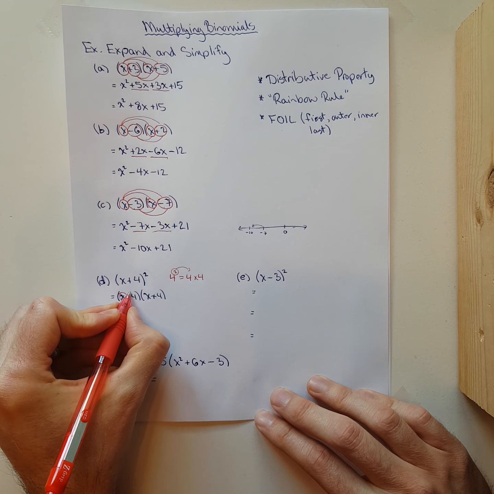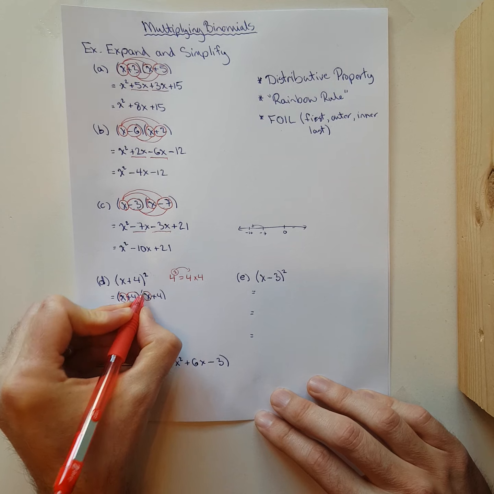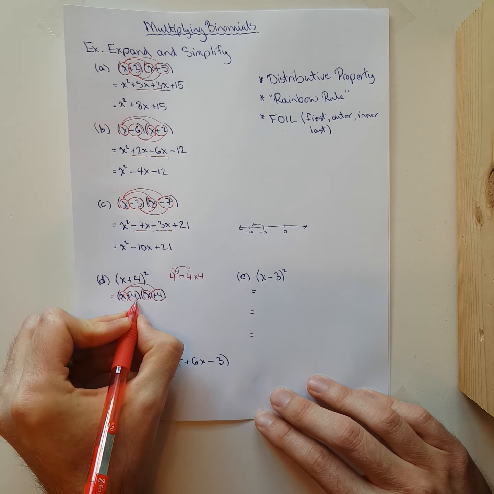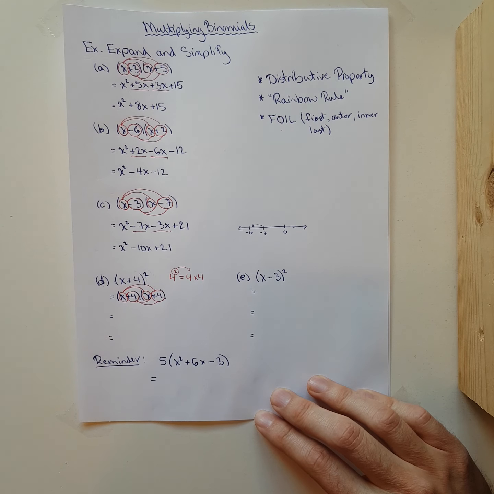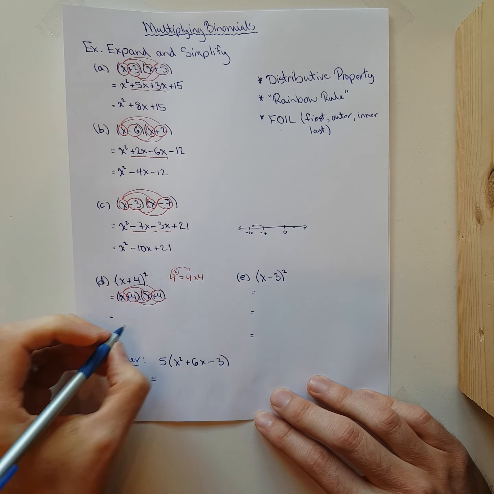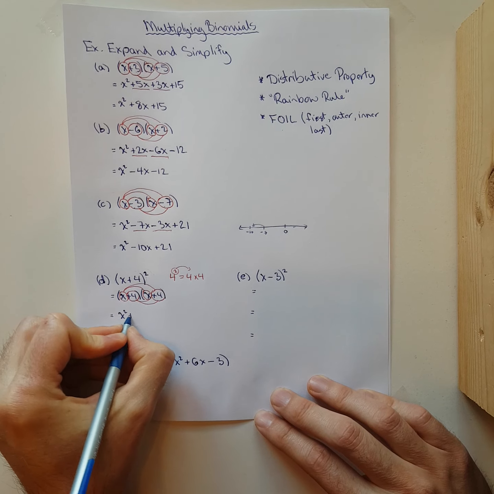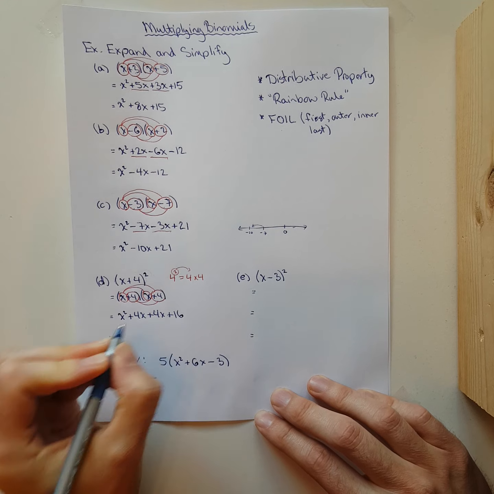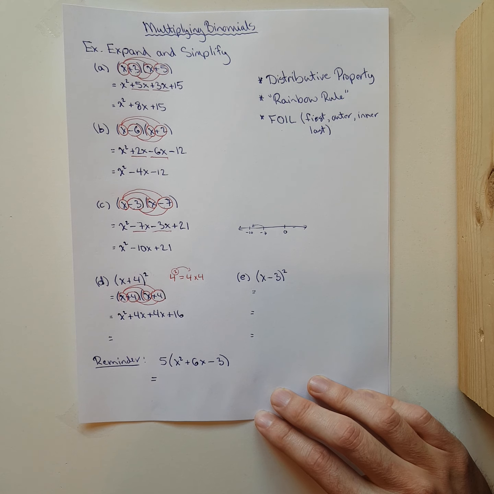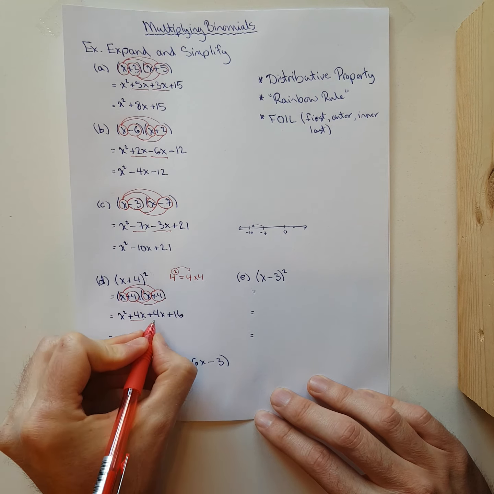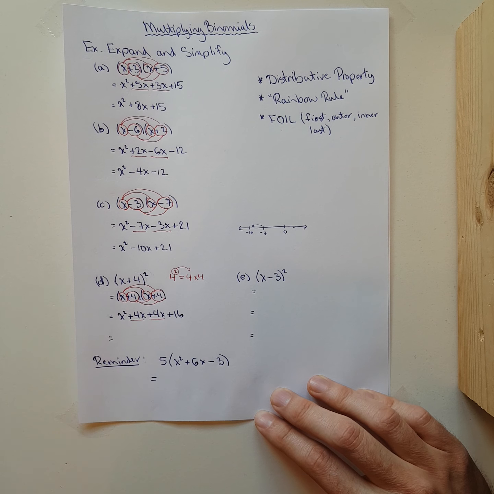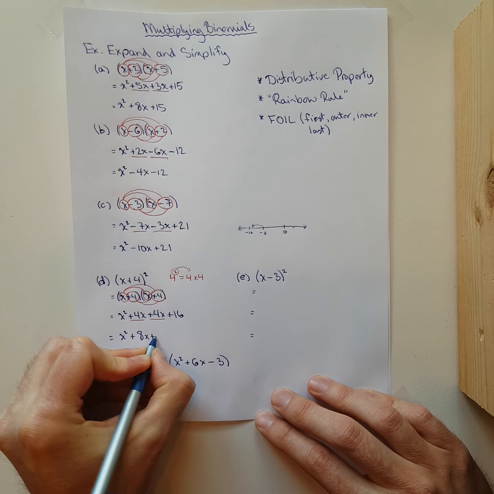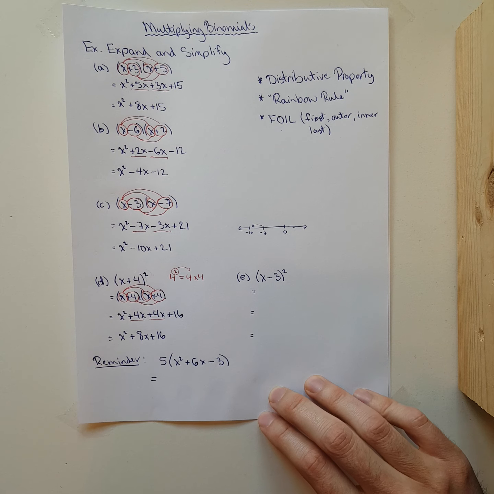So I'll circle the x and the positive 4 and the x and the positive 4. Again, if it helps, you can put the rainbows in. If it doesn't help or you don't need that, then don't bother. If I multiply this out, then we end up with x squared plus 4x plus 4x plus 16. And then collecting our like terms or simplifying, we have our 2 like terms in the middle, so that we get x squared plus 8x plus 16.